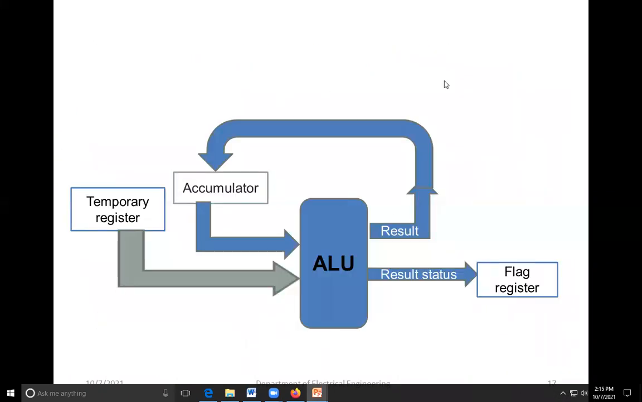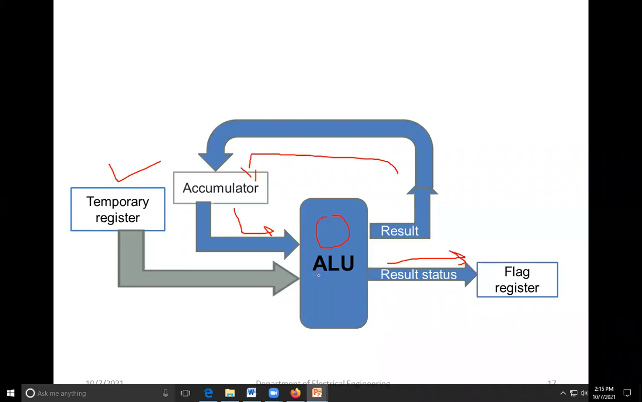So this is the working of the ALU. The ALU means arithmetic logic unit. It takes the value from the temp register, and also takes the value from the accumulator. It does the addition in the ALU. Then you have to send the result to the accumulator, and the result is also sent to the flag register.